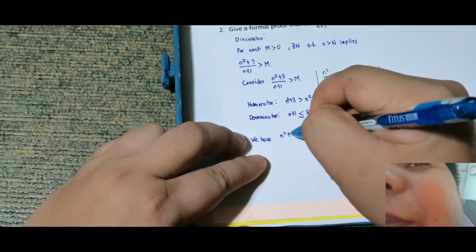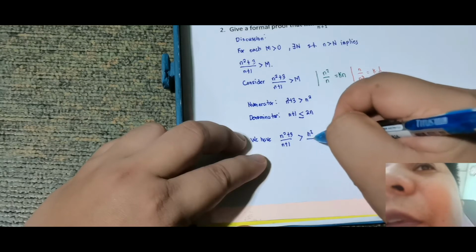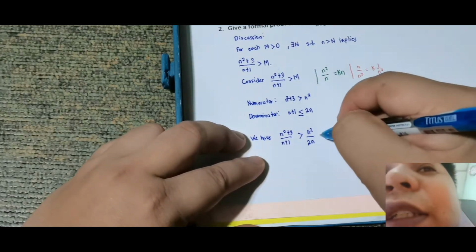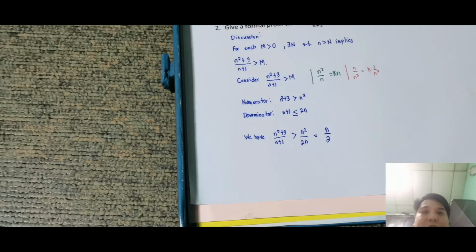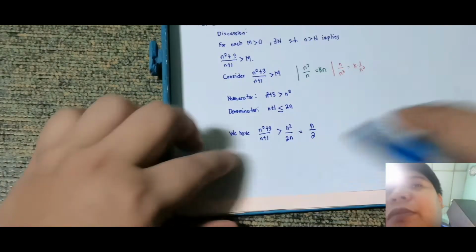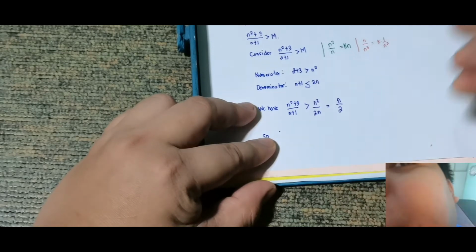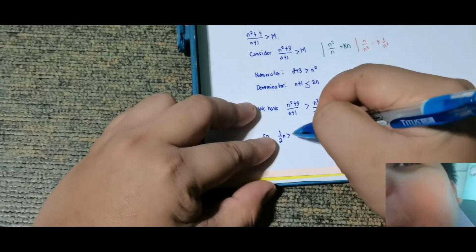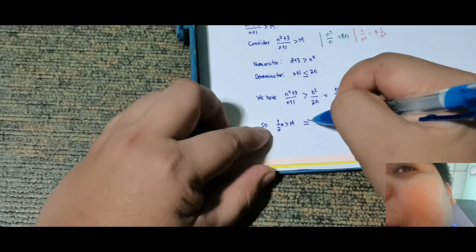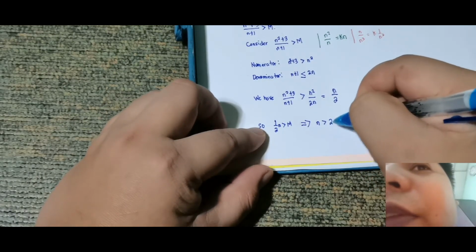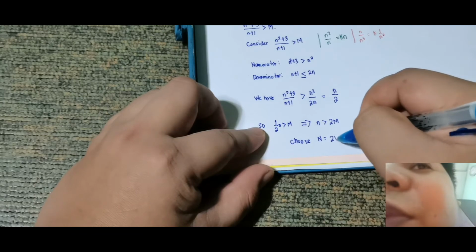n squared plus 3 over n plus 1, which is greater than n squared over 2n. Okay, which is equal sa n over 2. So, ayan yung nahanap natin na value. So, alam natin ito ay greater than m. Tama, so nakita natin na, we have 1/2 n is greater than m. Parehas lang yun n over 2 saka 1/2 n. So, which implies, ano yung m natin dito? So, this implies that n is greater than 2m. So, we can choose. So, we will choose N to be 2m.